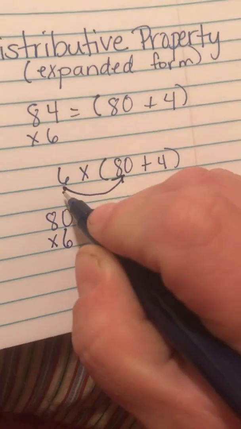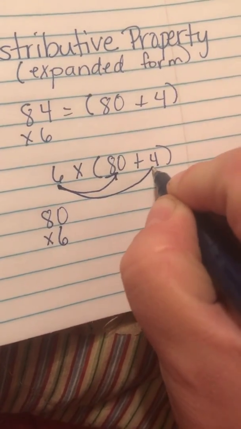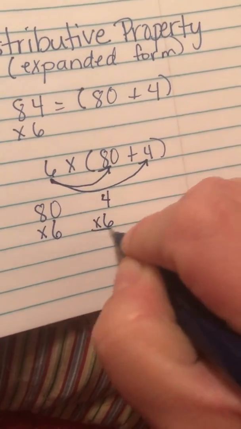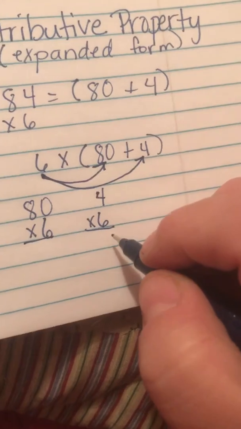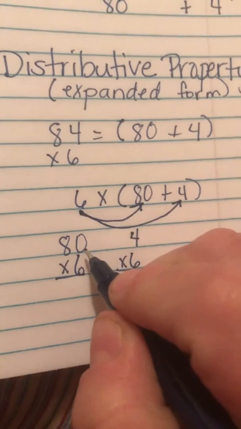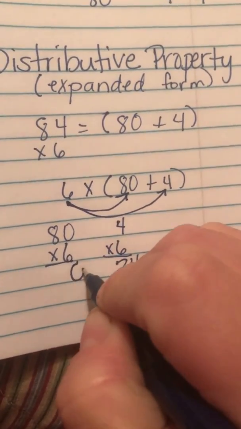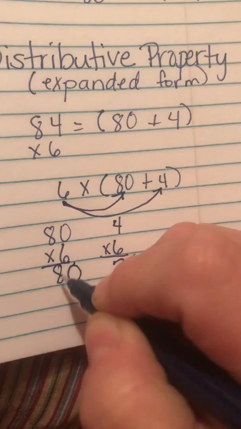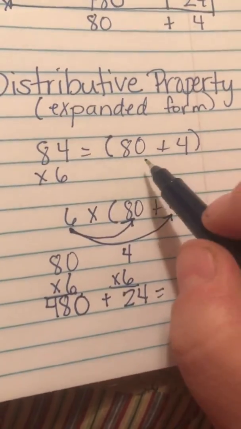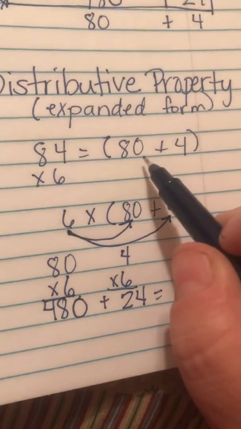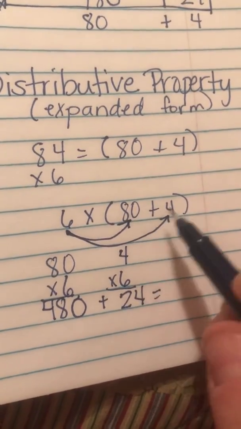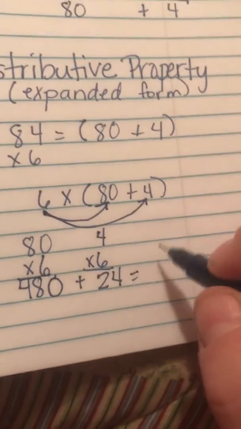times 6, and 6 also gets to multiply 4. 4 times 6. And again, 4 times 6 is 24. Mental math, bring down the 0. 8 times 6 is 48. And then we add the 2 parts. Since this was expanded form, we decomposed it into an addition expression. And now, once we have multiplied the 2 parts, we add the 2 parts back together.